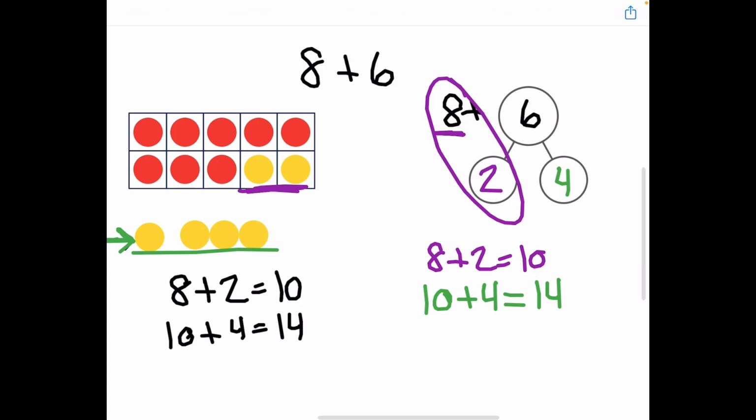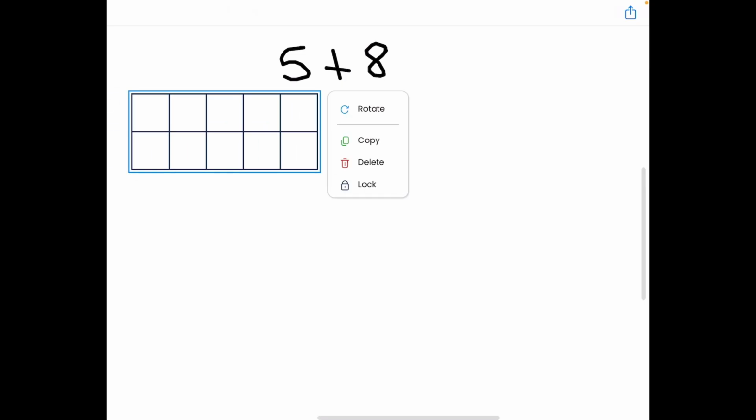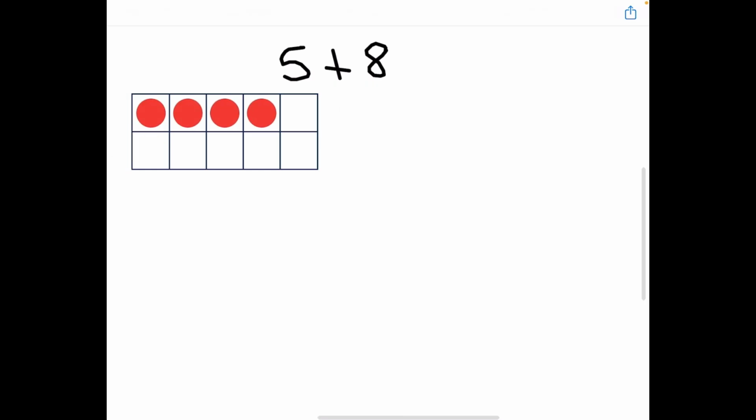Let's try one more. Let's look at 5 plus 7. Actually, let's do 5 plus 8. Use our 10 frame to start with. Fill it in first with 5. Right below, we'll put our 8 counters for our second addend.